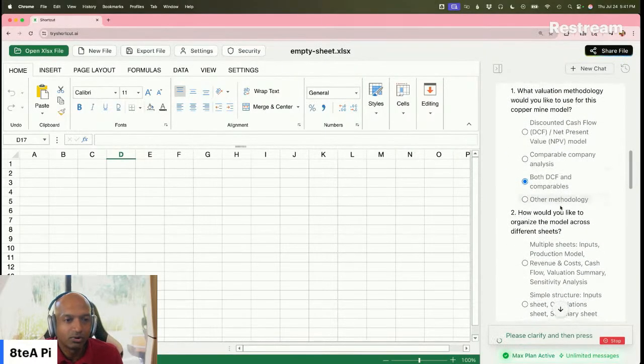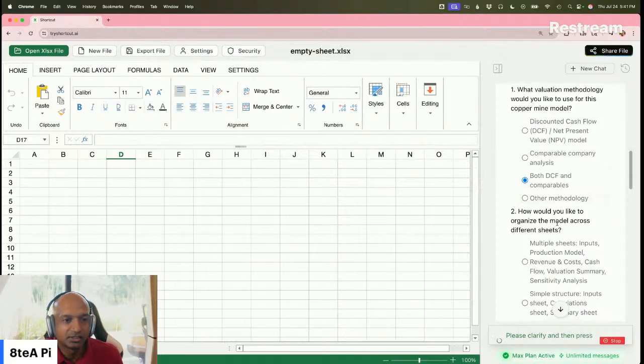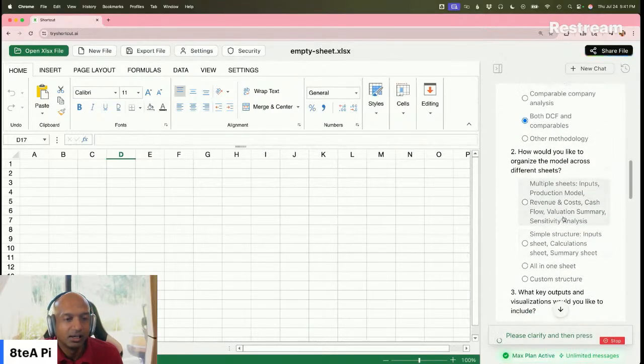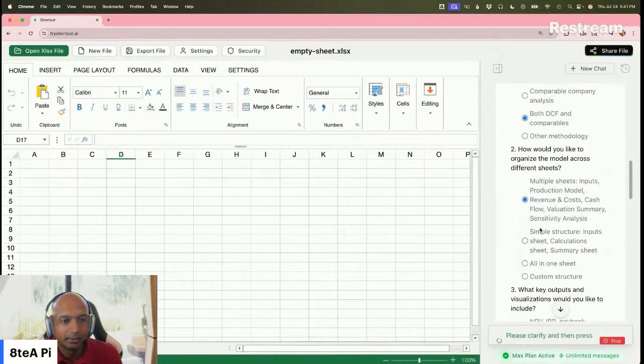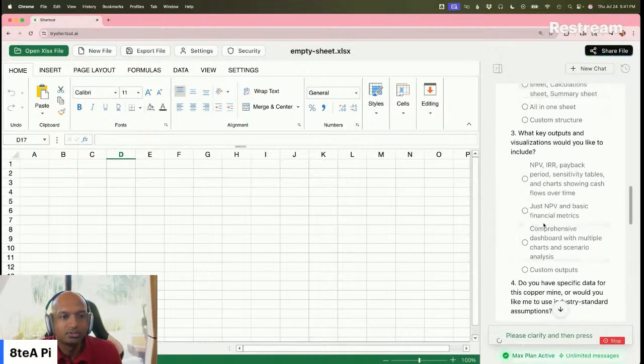How would you like to organize the model across different sheets? Multiple sheets: inputs, production model, revenue and cost, cash flow, valuation, or simple structure. Let's do the more complex structure. What key outputs and visualizations would you like to include? NPV, IRR, payback periods, sensitivity tables, and charts showing cash flow over time, or just NPV and basic financial metrics. Now let's go for the whole shebang.